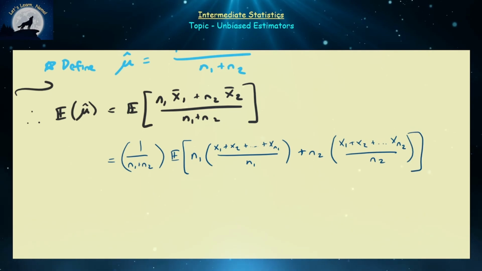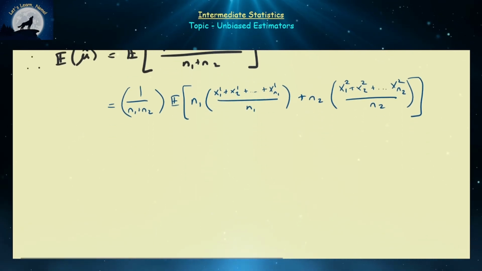And to avoid complications, this is from sample 1, and this is from sample 2, right? So x11 and x21 are not and cannot be equal to each other. Well, they can be equal to each other in value, but they're not the same individual because they're coming from isolated samples with no overlap. So notice that these n1s will cancel, these n2s will cancel, and then we're going to be left with what?